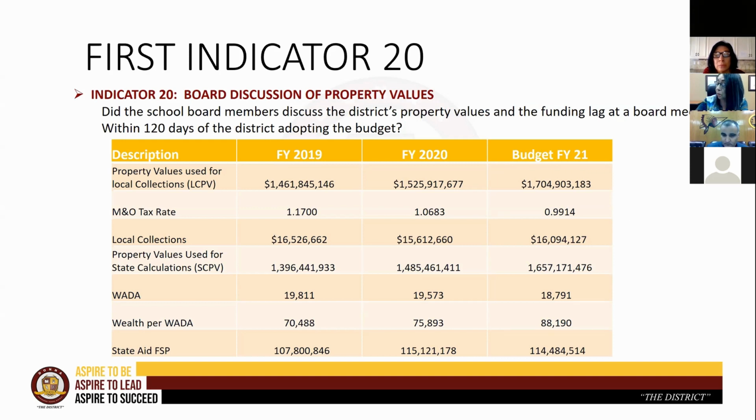And as far as the property values, they are used to come up with our state aid for our formula program. For fiscal year 2019, the district earned almost $108 million from the state. For fiscal year 2020, we are estimating $115 million. And for fiscal year 21, we are estimating just $114.5 million. It's a little under the current year. Any questions so far?